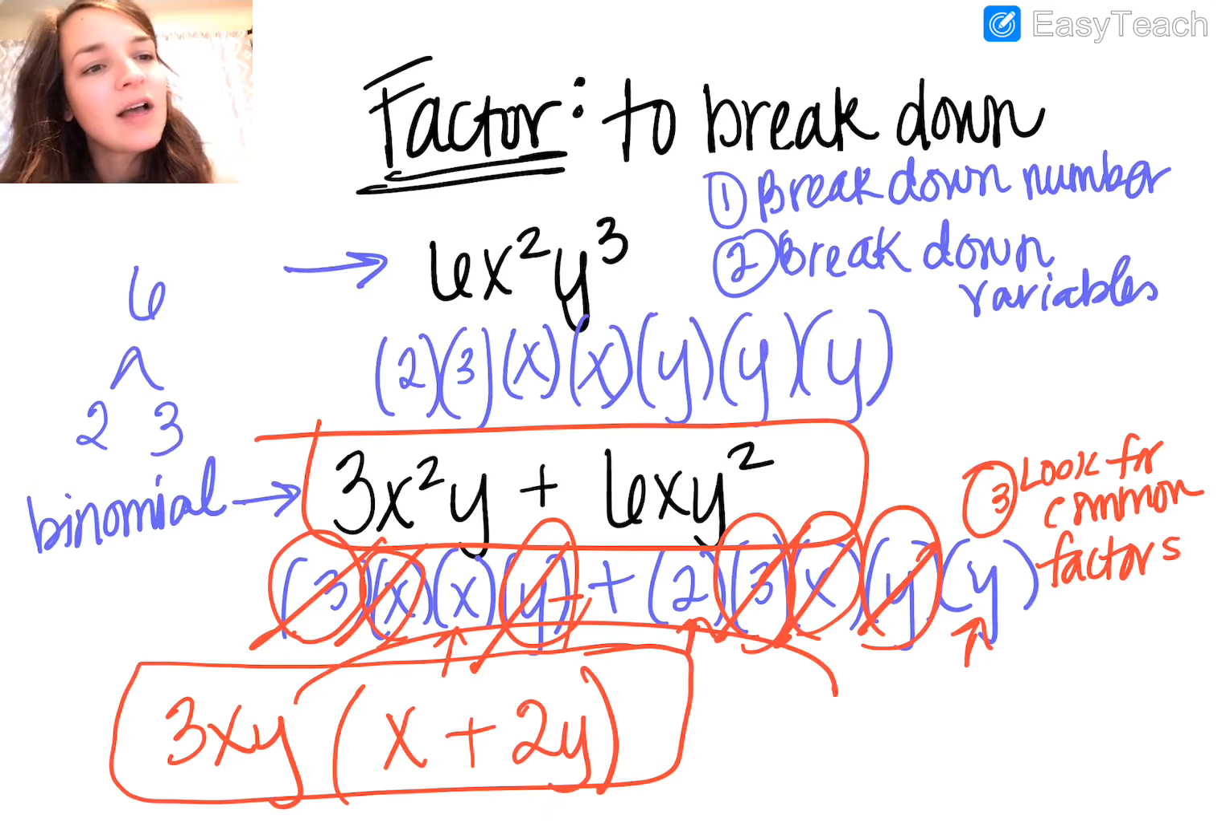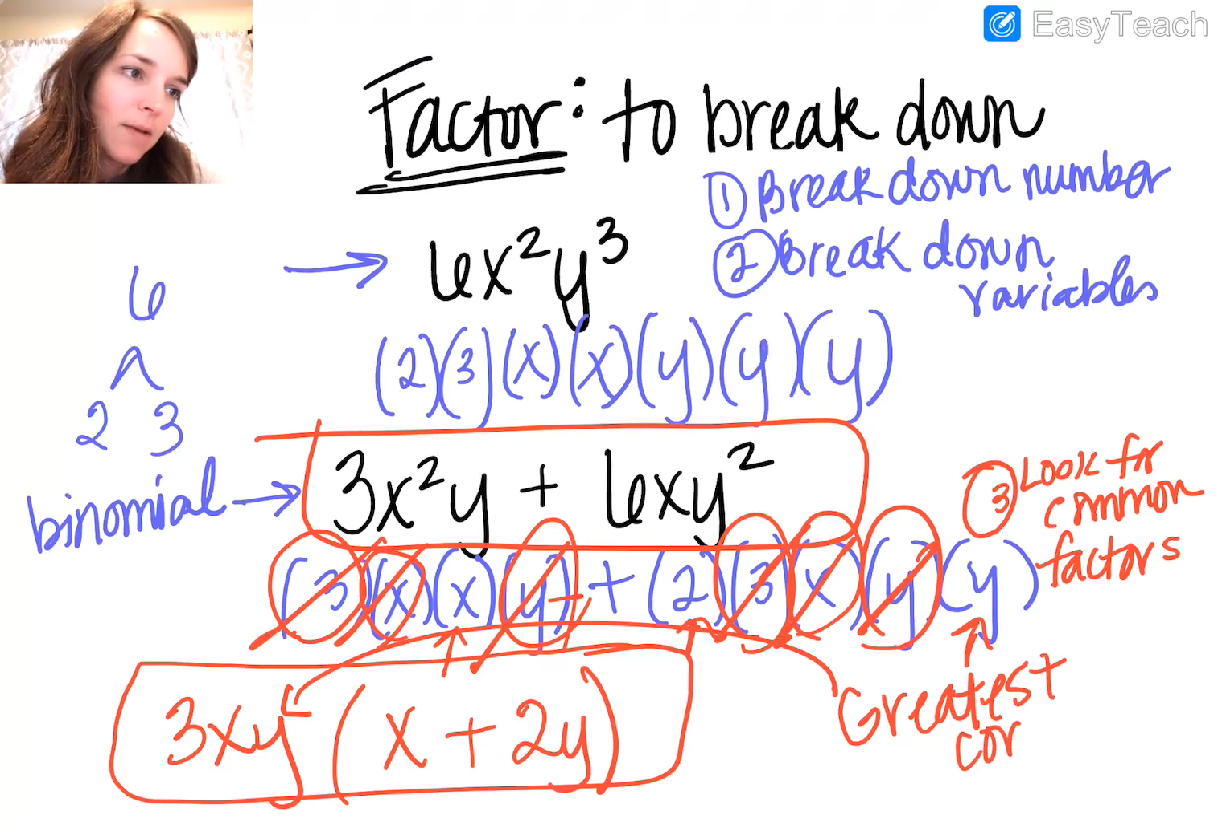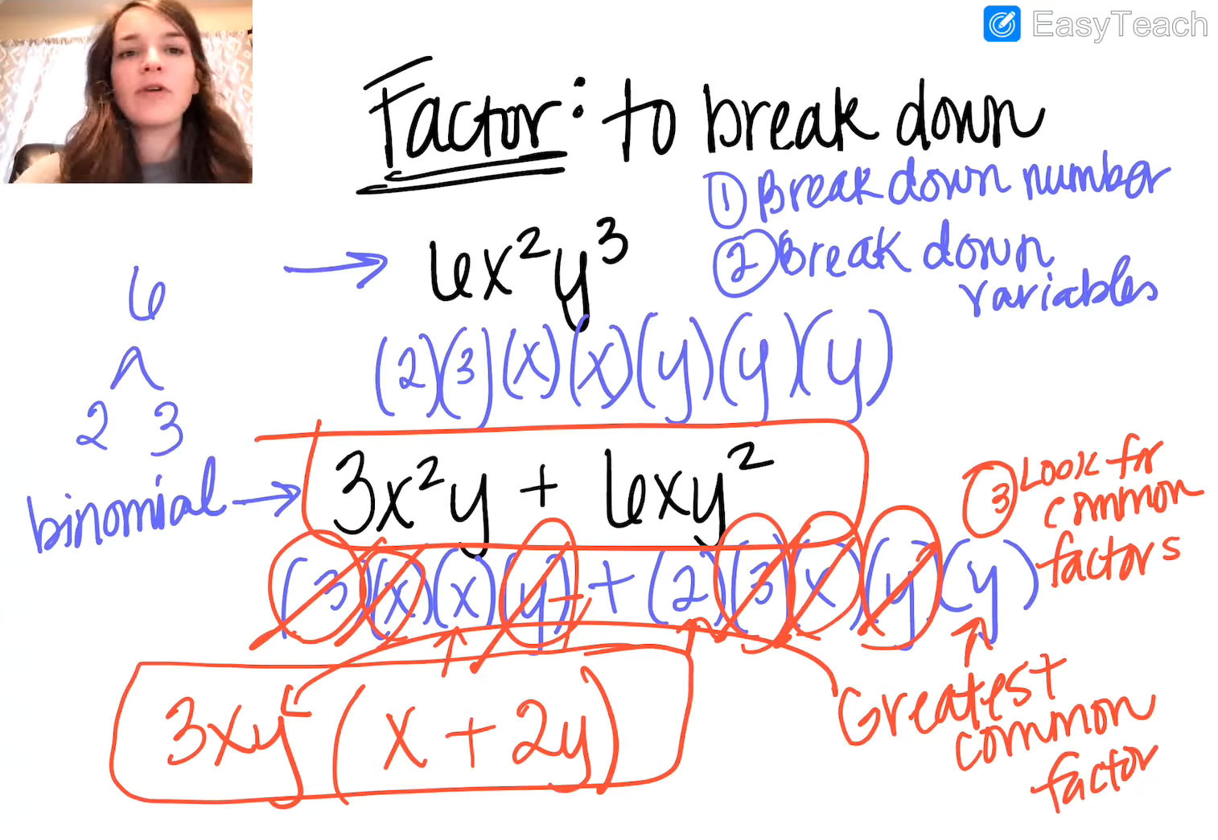All right, so also just a note, this value that comes out is called the greatest common factor. Okay? Just a little more vocabulary for you there.